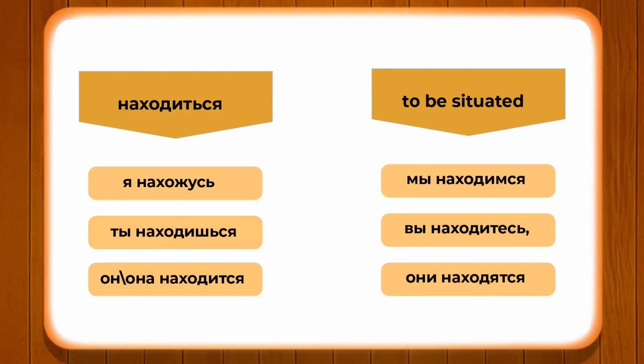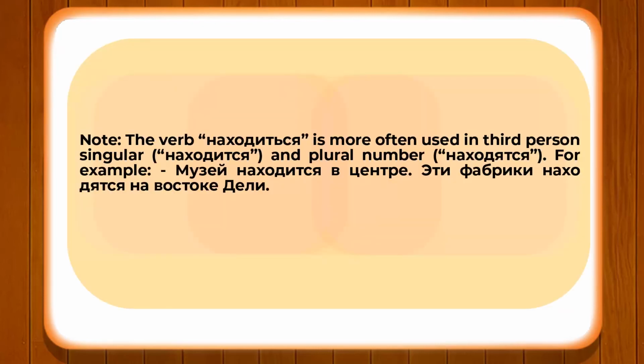Okay, now let's go ahead and pay attention to that находиться is more often used in third person singular and plural number находятся. For example, музей находится в центре, whereas эти фабрики находятся на востоке Дели. Восток means east. So these factories are situated or located in the east of Delhi.